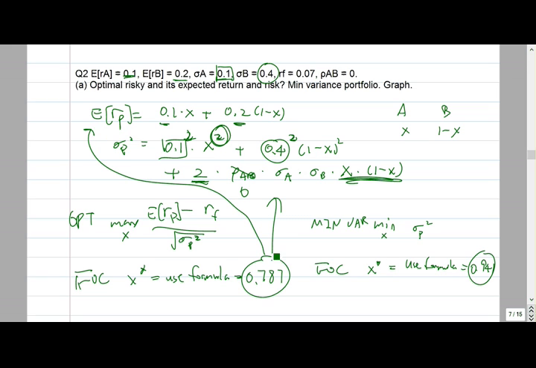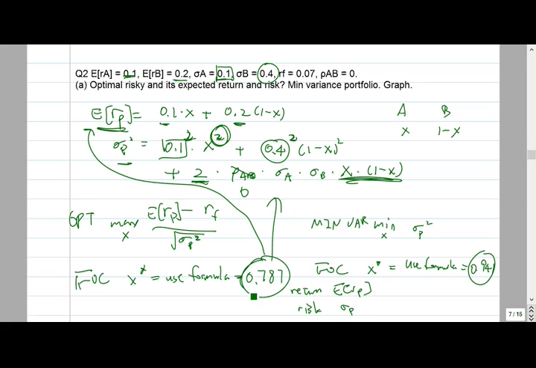Okay, so after you have these two numbers, remember to substitute them back into this and this. If you substitute this number back here, you get the expected return of this optimal portfolio, and you get the variance, or you need to square root it to get the risk of that. So the return is just the expected value of RP, and the risk is just sigma p.